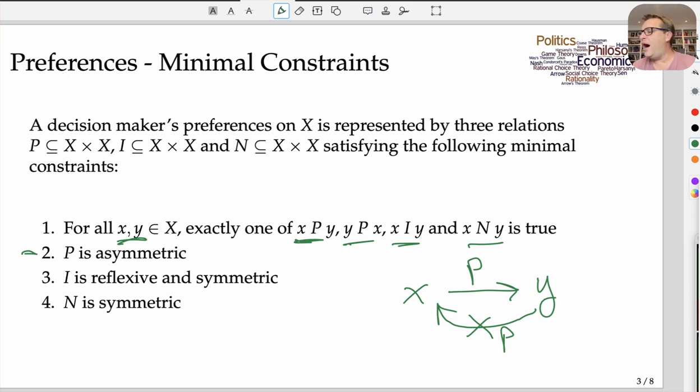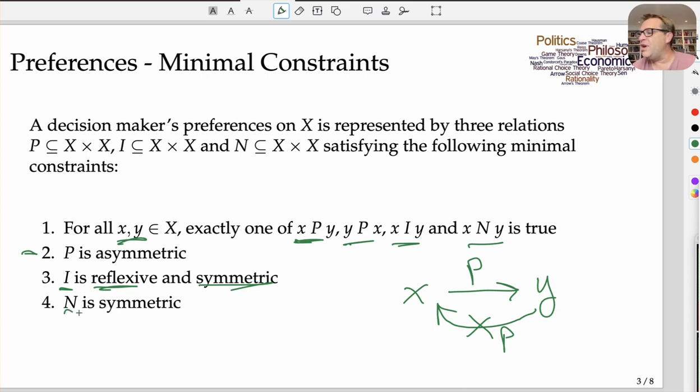Third, I should be reflexive and symmetric. You can really read that off of how we stated the definition. So if X is indifferent with Y, well, that's just a property of X and Y. So of course, Y must be indifferent with X. So unlike strict preference, your indifference relation needs to be symmetric. And clearly, everything should be indifferent with itself. You should be indifferent between having a glass of wine and having a glass of wine.